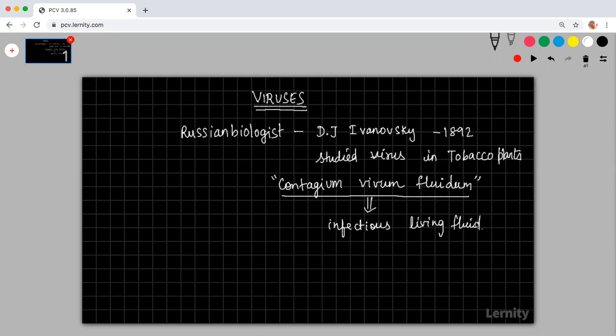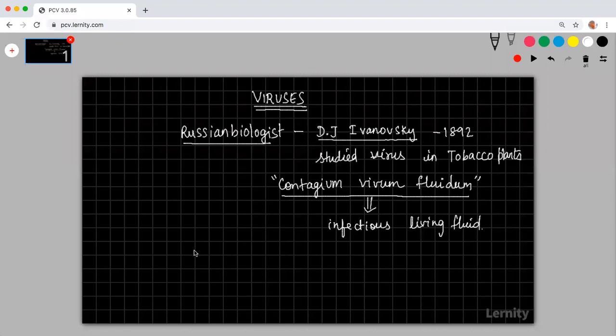So he was the first person who studied about this particular thing, virus, as a feature. So the Russian biologist, the name is D.J. Ivanovsky.